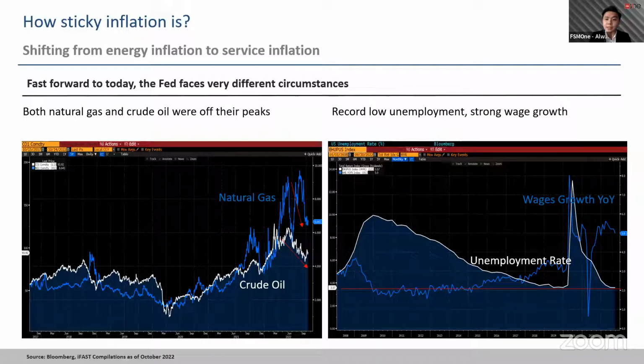So how is this happening? It's because of service inflation, which is a better guide to the underlying price pressure of the economy, and this data is picking up. The US job market still remains very strong, with the unemployment rate at decades low, and wage growth is cranking up insanely. So why do I say that service inflation is stickier than energy inflation?